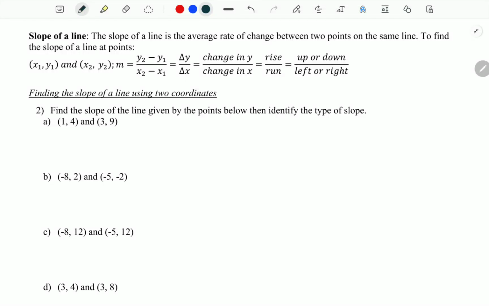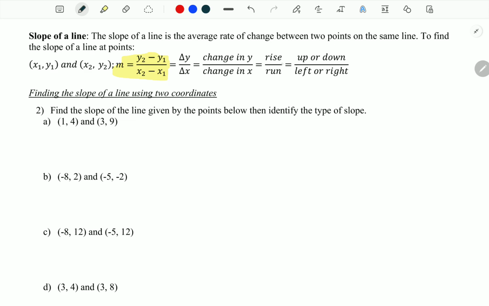All right. The slope of a line. The slope of a line is the average rate of change between 2 points on the same line. To find the slope of a line at 2 points, which is x1, y1, x2, y2, we're going to use the slope formula. And this right here is our slope formula between 2 points. The differences in the y coordinates divided by the differences in the x coordinates. We call this delta y over delta x, the change in y over the change in x.